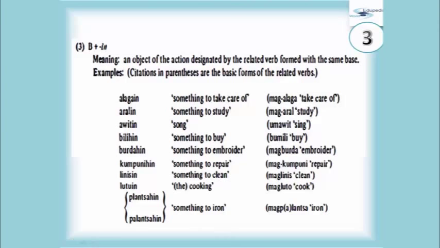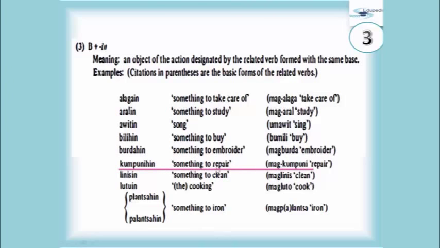The third one, we have the base plus in, meaning an object of the action designated by the related verb formed with the same base. For example, we have alagain, something to take care of. Mag-alaga, take care of. Aralin, something to study. Mag-aral, study. Awitin, song. Umawit, sing. Bilihin, something to buy. Bumili, buy. Burdahin, something to embroider. Magburda, embroider.